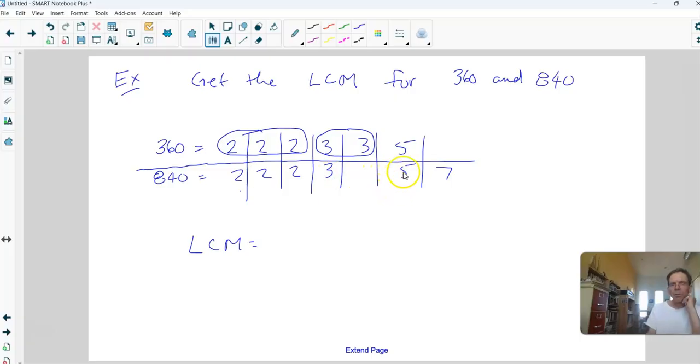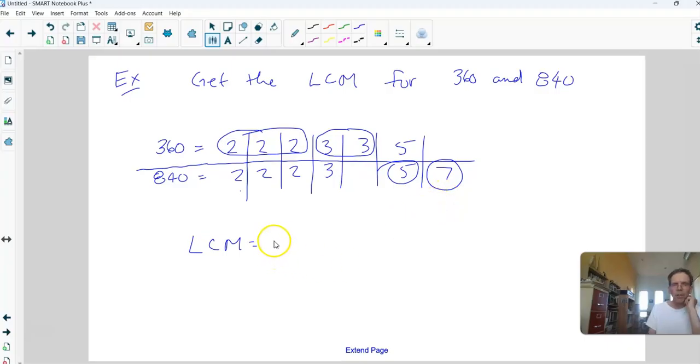How about 5s? Again, they're tied. I guess I'll circle one of those 5s from 840. I could have circled the other one. And how about 7s? 840 wins. It has a 7. 360 doesn't have any 7s.